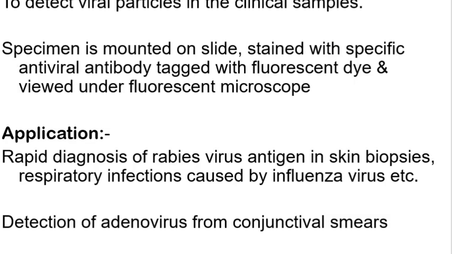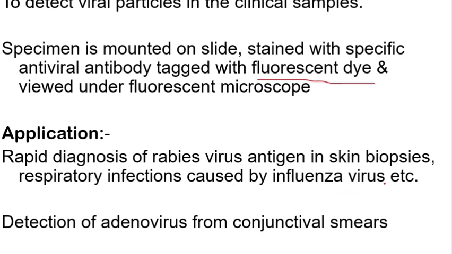Next one is fluorescent microscopy. Here fluorescent dyes are used. We have to mount the specimen on the slide, stain it with the specific antiviral antibody which is tagged with a fluorescent dye, and observe this under the fluorescent microscope. It is useful for rapid diagnosis of rabies virus antigen in skin biopsy, or influenza virus, etc.